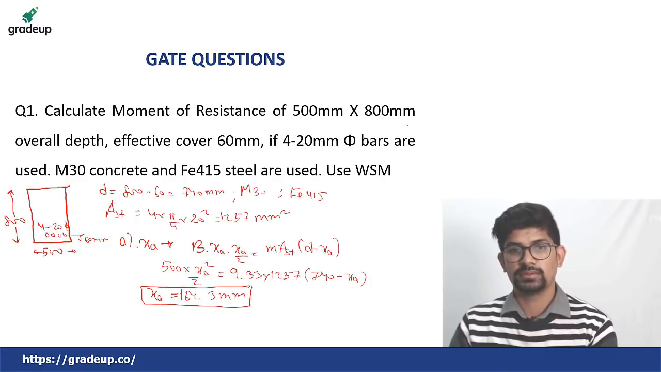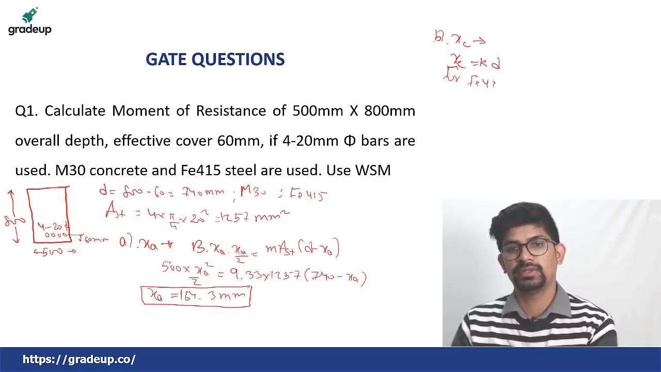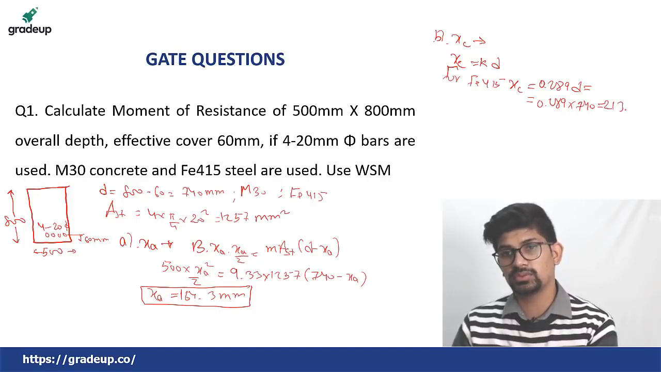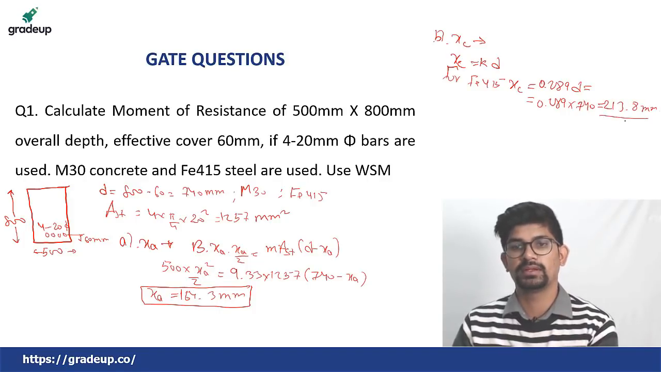Now coming to the second step, the critical neutral axis depth. XC, we all know, is equal to KD. For Fe415, XC is 0.289D. So that is equal to 0.289 into the effective depth, which is 740. This comes out to 203.8 mm. So this is the critical neutral axis depth.